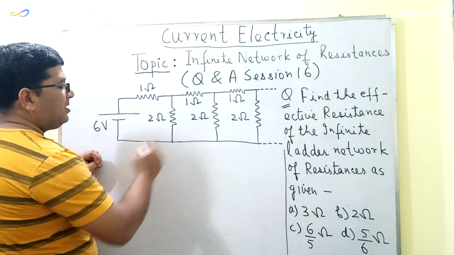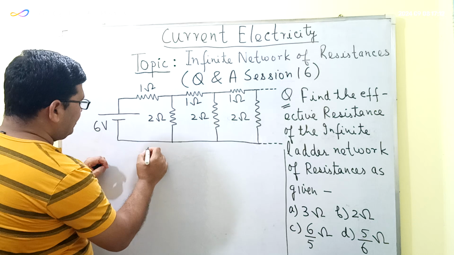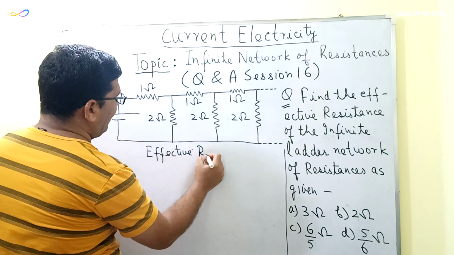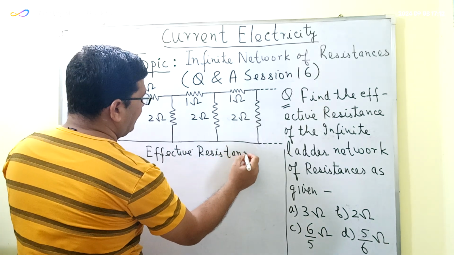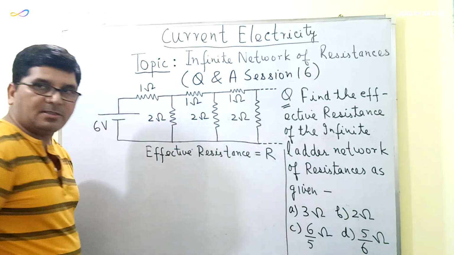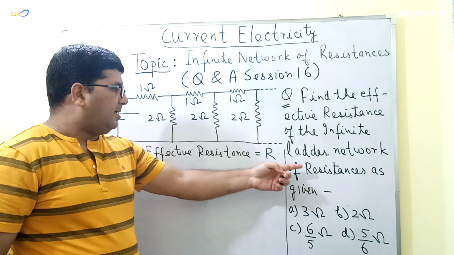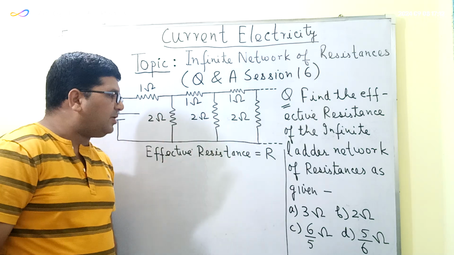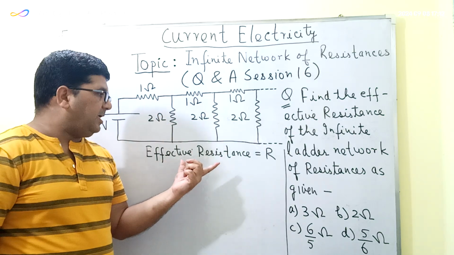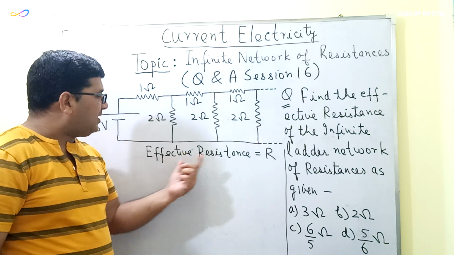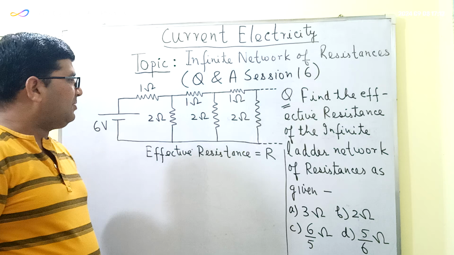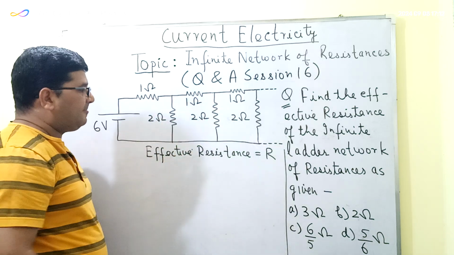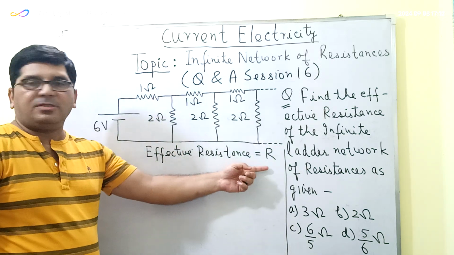So let us assume that the effective resistance of this network is R. Now, since this is an infinite network of resistances, the addition or the subtraction of any one loop from this circuit is not going to make any appreciable or substantial change in the effective resistance, that is R. Or in other words, the addition or the subtraction of any loop from this circuit will keep the effective resistance equal to R.